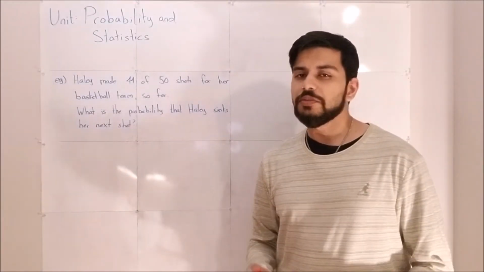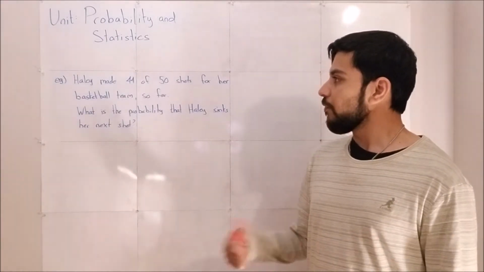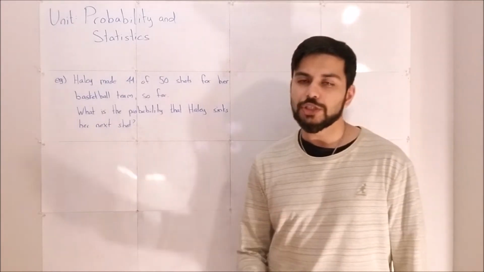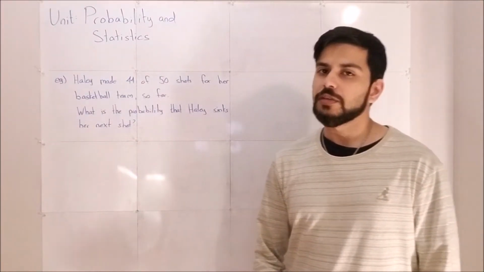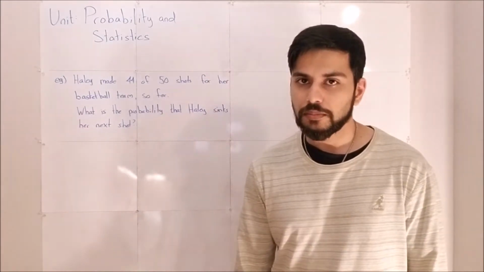Let's work through a type of example that you can see in this first part of probability and statistics. If you're a basketball player, Haley, and she's made 44 out of 50 shots for her basketball team so far this season, what's the probability that she's going to sink her next shot?